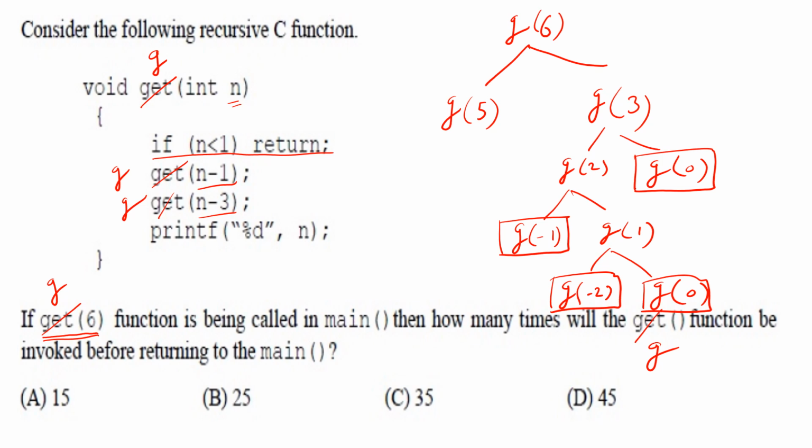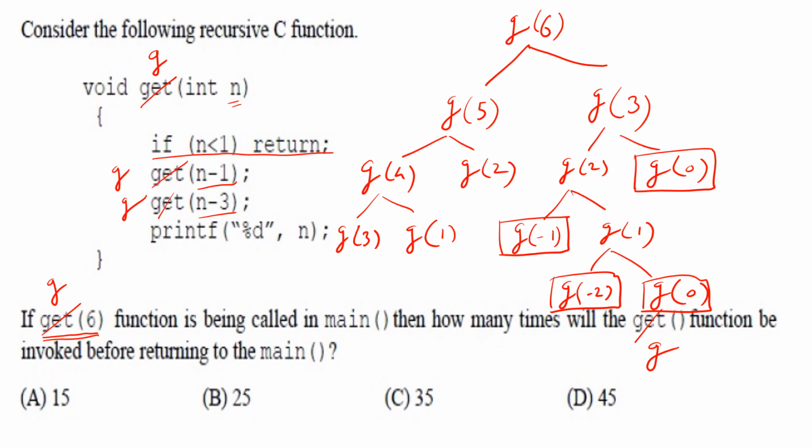Now let's see what happens for g of 5. For g of 5, we call g of 4 and g of 2. Let's think for g of 4. For g of 4, we call g of 3 and g of 1. 4 minus 1, 3; 4 minus 3, 1.